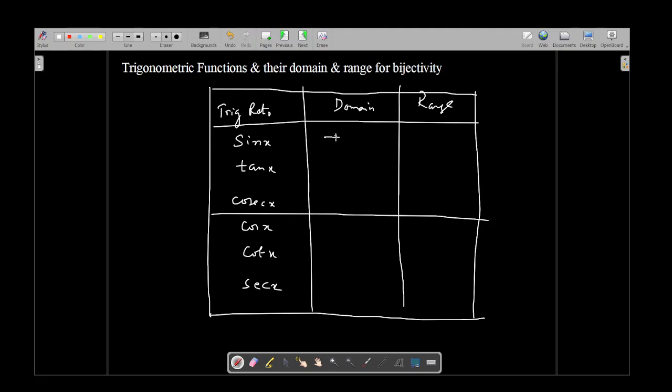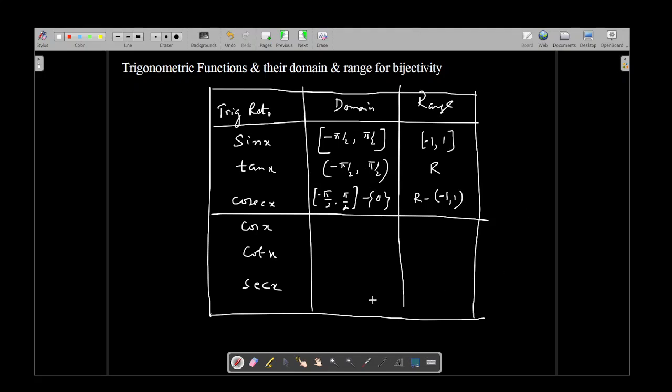Sin x domain is minus pi by 2 to pi by 2, both are included. Tan x is minus pi by 2 to pi by 2, both are not included. Cosecant x is again minus pi by 2 to pi by 2, 0 is not included. The range is minus 1 to 1. This is complete real numbers, and this is complete real numbers except minus 1 and 1. So these three follow this format.